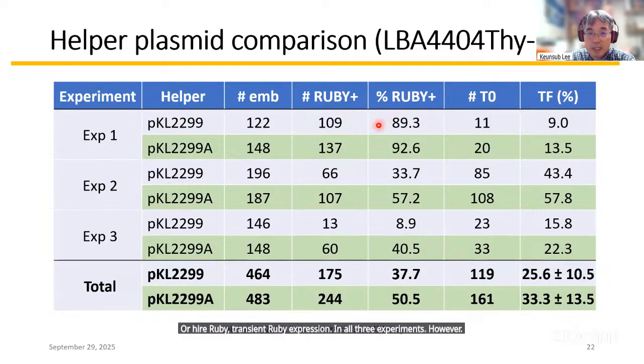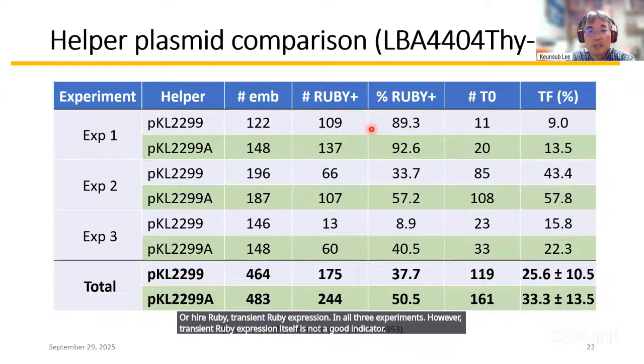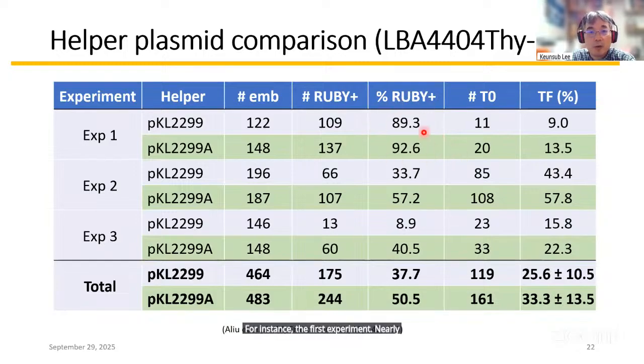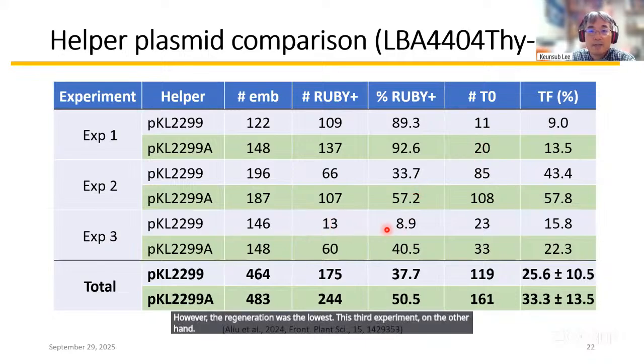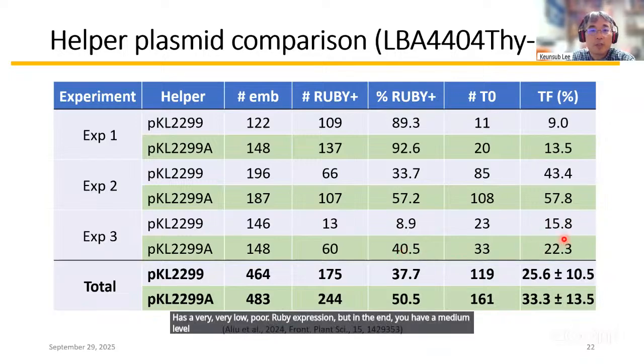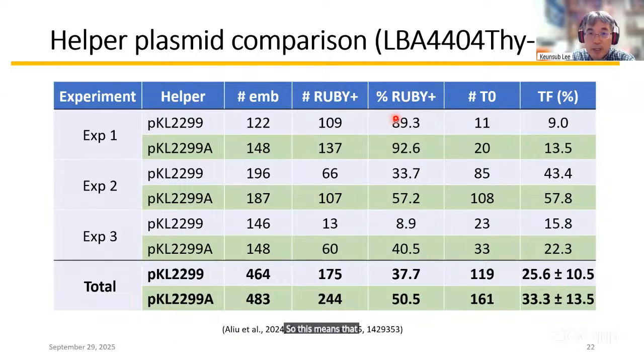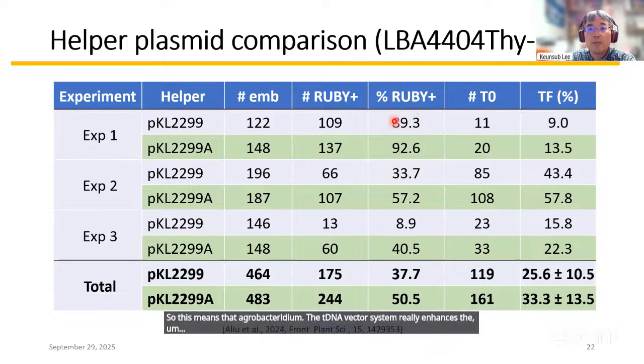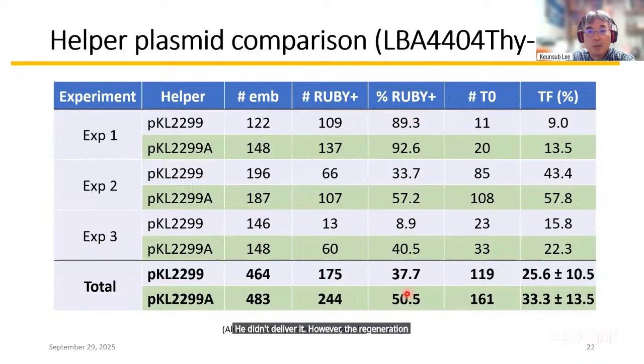However, transient Ruby expression itself is not a good indicator. For instance, in the first experiment, over 90% of them have Ruby expression. However, the regeneration was the lowest. The third experiment, on the other hand, has very poor Ruby expression, but in the end, you have a medium level of transformation frequency. So this means that the Agrobacterium tDNA vector system really enhances the tDNA delivery. However, the regeneration cannot be solved by this regular Agrobacterium strain with just a ternary vector system, but it does enhance tDNA delivery efficiency.